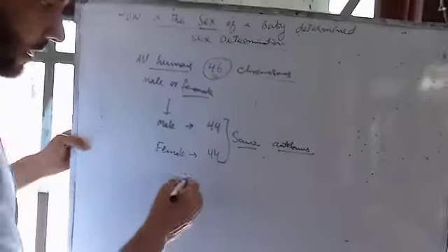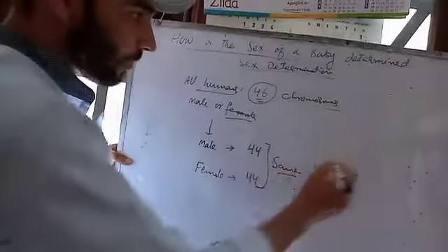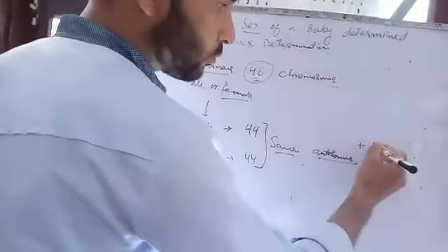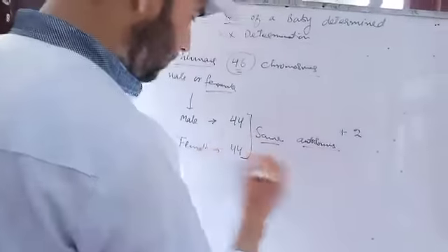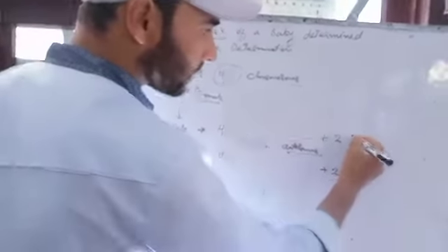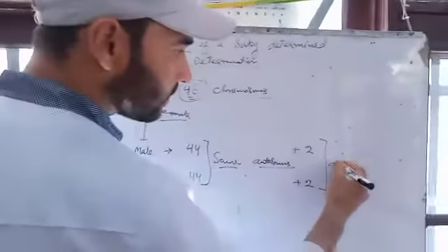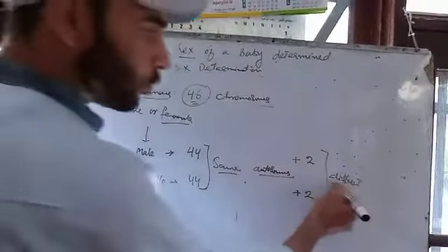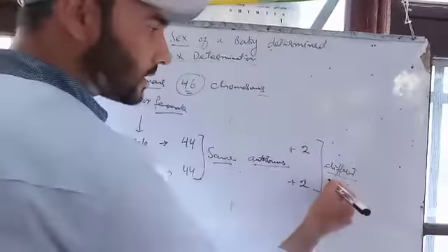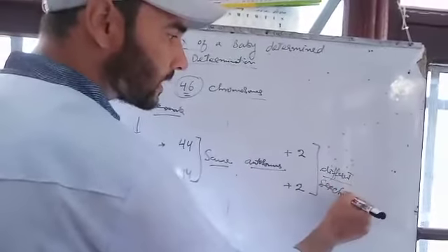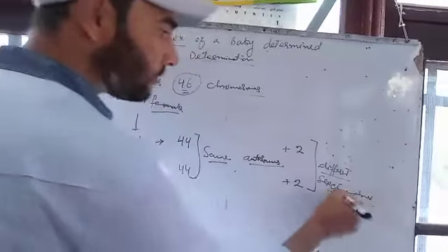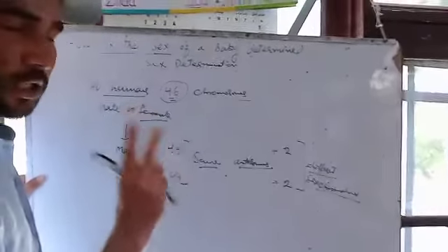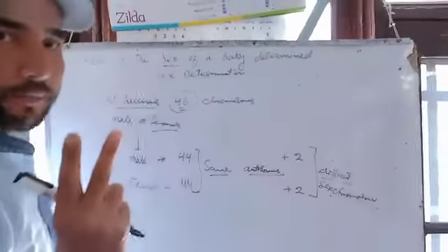The other two chromosomes, plus, in males there are two chromosomes more, and in females, another two. They are different among these. And these two chromosomes which are different, they are known as sex chromosomes. The chromosomes which are different in males and females are known as sex chromosomes, and they are only two in number.